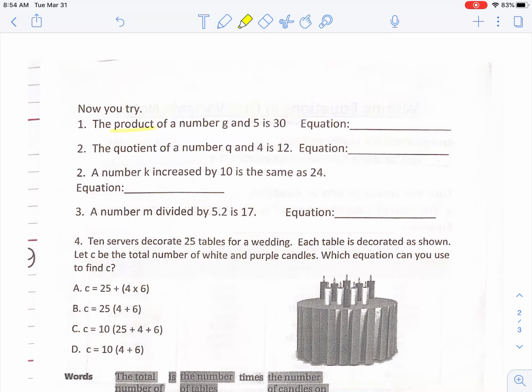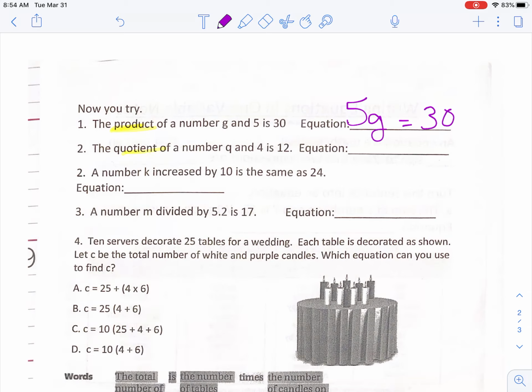Okay, the product. Product means multiplication. The product of a number G and 5 is 30. So product means multiply G and 5. So we're going to write 5G is 30.